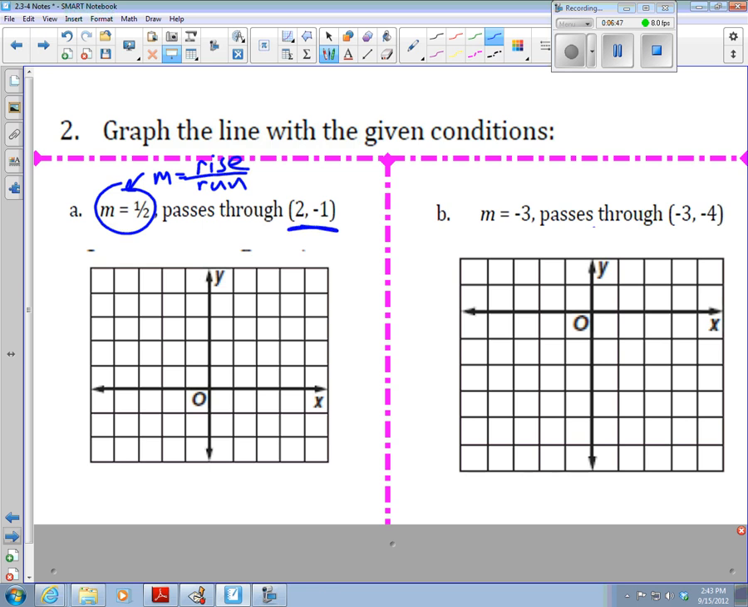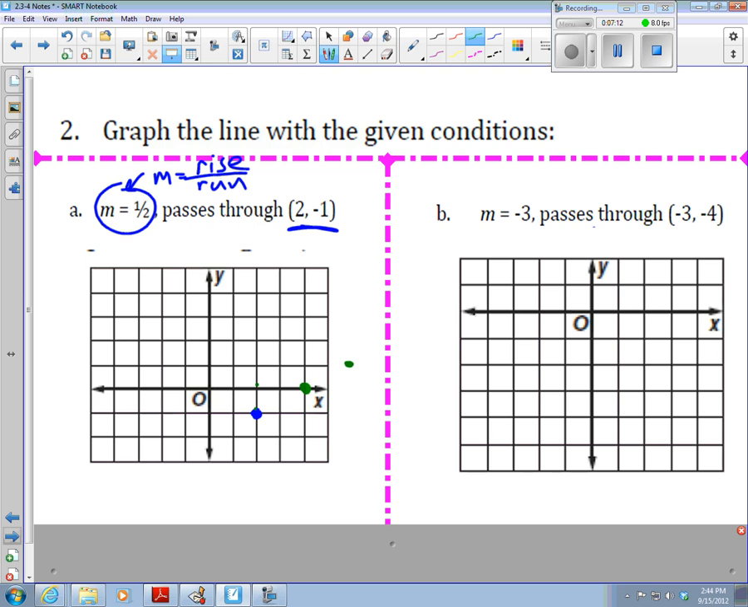point. Over 2 and down -1 right there. There's my point. Then we'll use the slope 1/2. From that point, we're going to go up 1 and over 2 to this point right here. You can do it as many times as you want. Up 1, over 2.